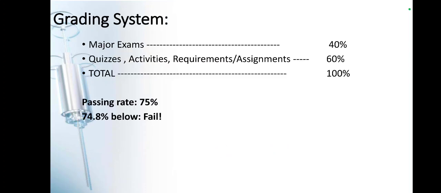Now, for your grading system, for major exams, we have 40%, and your quizzes. So every module we do have quizzes or activities or assignments given. So it is 60%, a total of 100%.